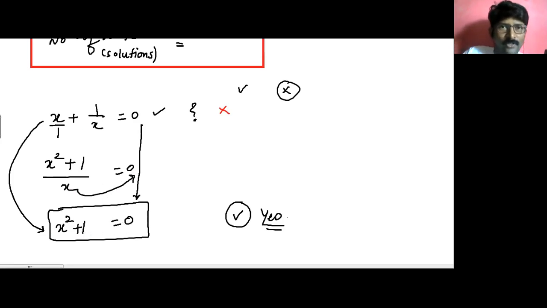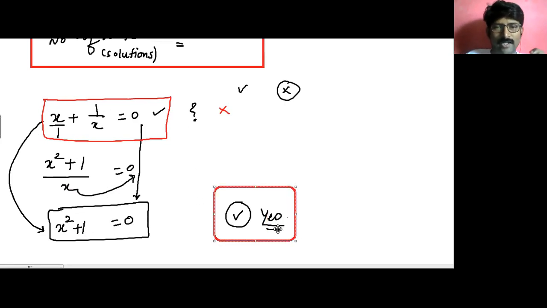So ultimately, we understand that x square plus 1 upon x is a quadratic equation. So the answer will come: yes, it is a quadratic equation. You understood why x plus 1 upon x is a quadratic equation? So never just observe the equation, simplify and then check whether it is a quadratic equation or not.